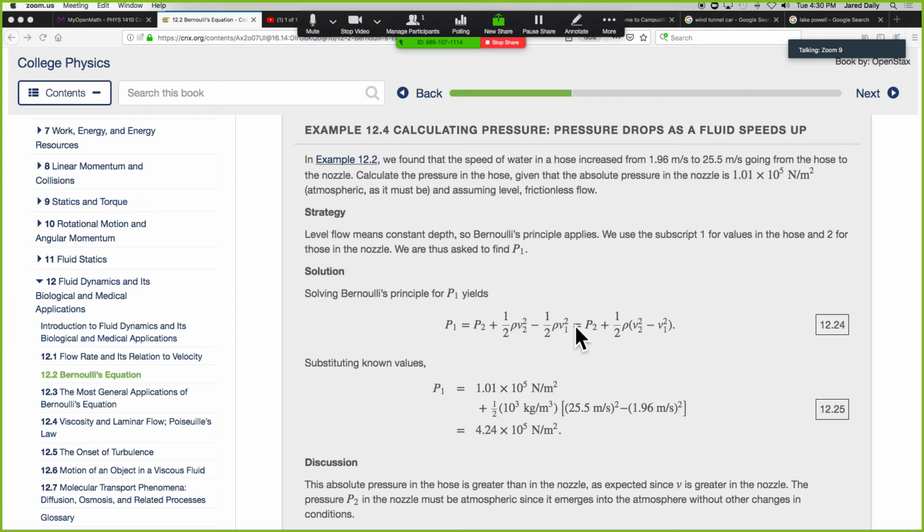They plug that in for pressure 2, and then they solve this for pressure 1. And it looks like this. Pressure 1 equals pressure 2 plus 1/2 rho v2 squared minus 1/2 rho v1 squared. So when they plug everything into that, they get this for pressure 1: 4.24 times 10 to the fifth. That's 4 times as much pressure as the pressure of the water outside the hose.